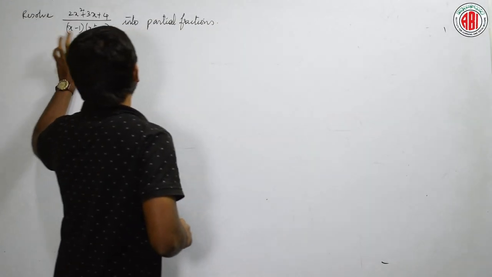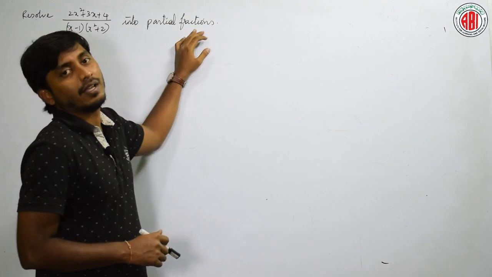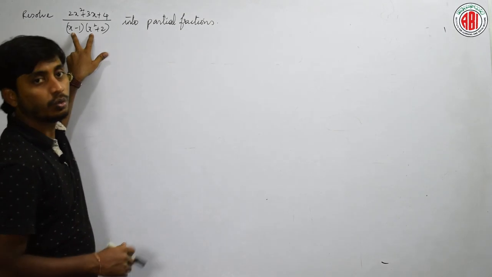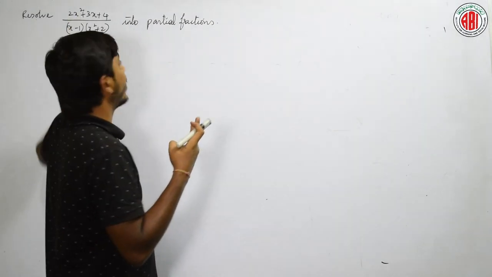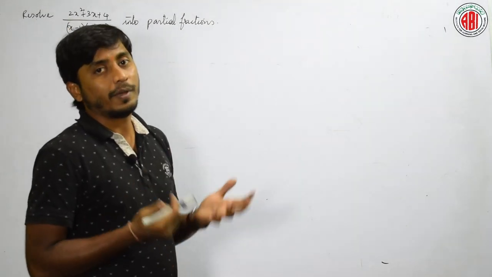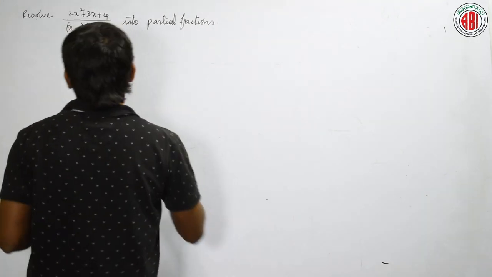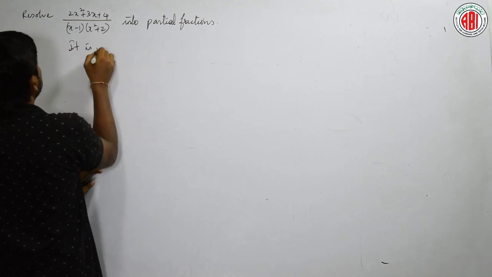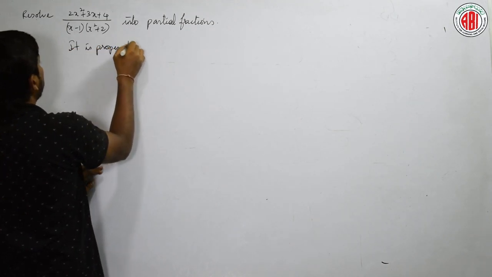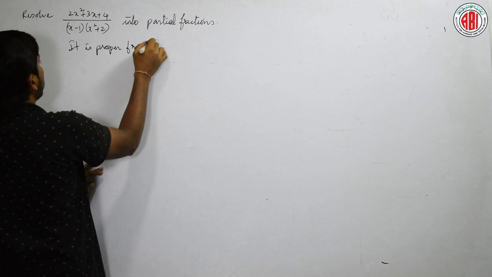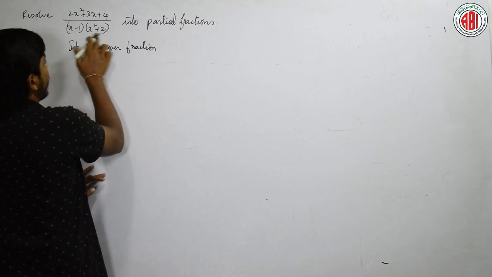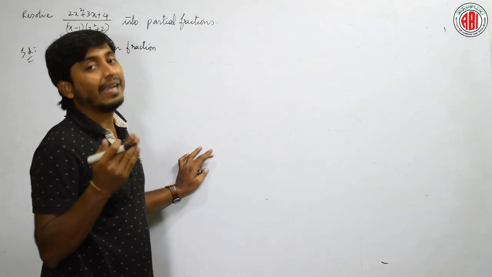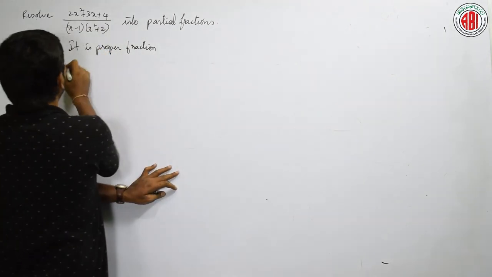He is asking us to resolve this particular expression into partial fractions. Is it proper or improper? It is cube in the denominator, square in the numerator. So, it is a proper fraction. What about the denominator? There is one irreducible term. So, it is irreducible and non-repeating.